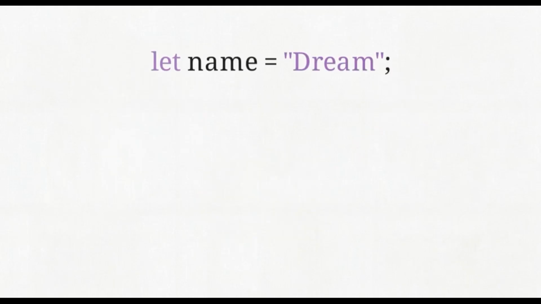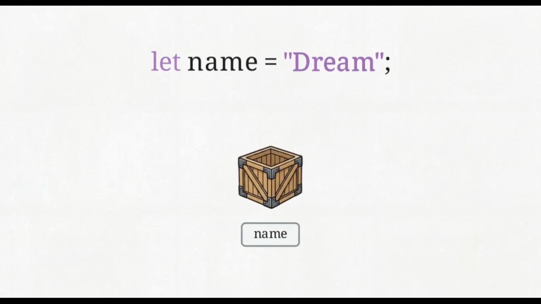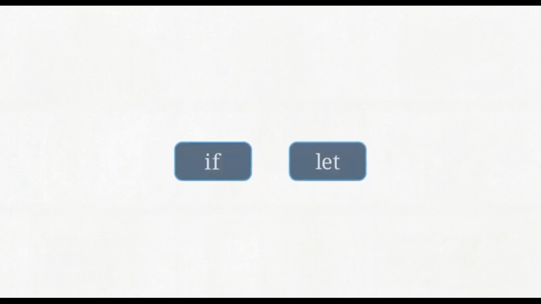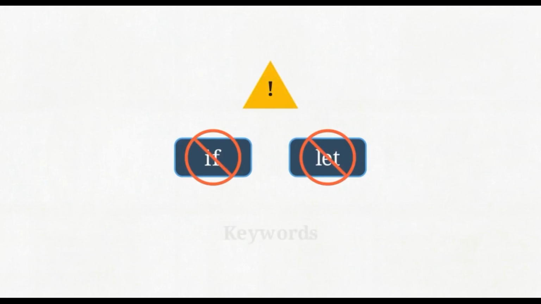This diagram shows logic fundamentals, storing data. Writing let name equals dream creates a container labeled name holding the text dream. Lowercase name and uppercase name are different containers. You cannot use reserved system words like if or let as labels.